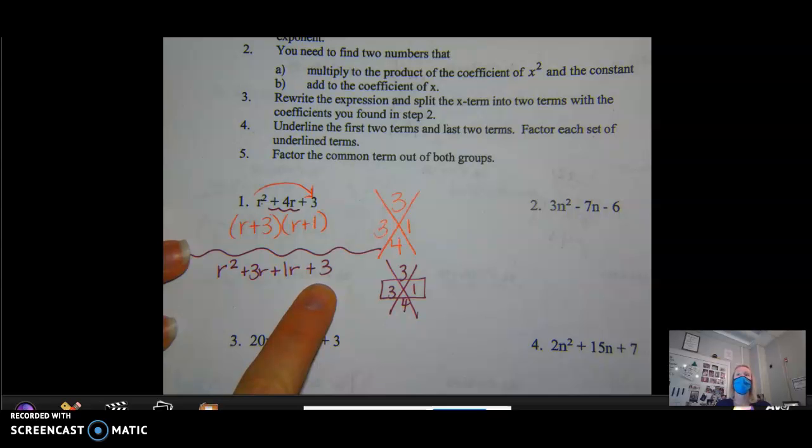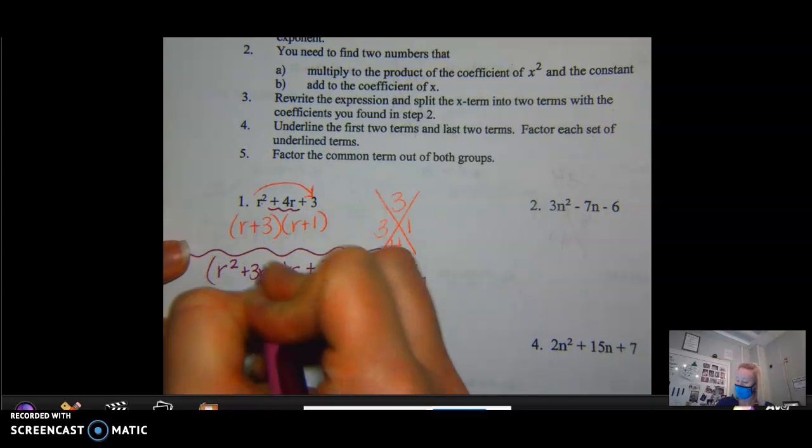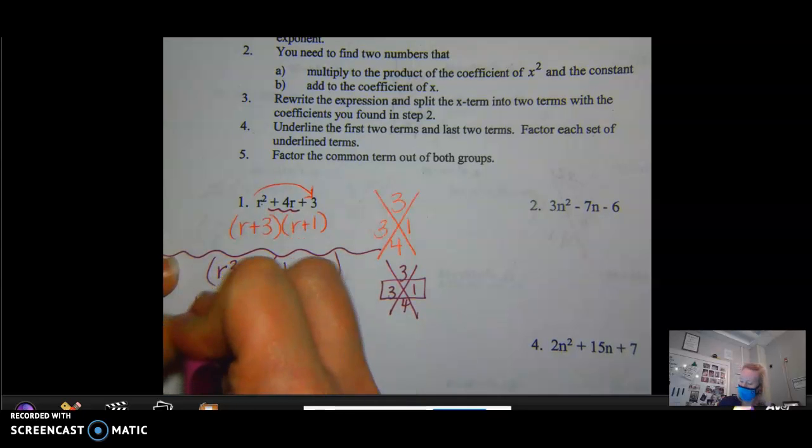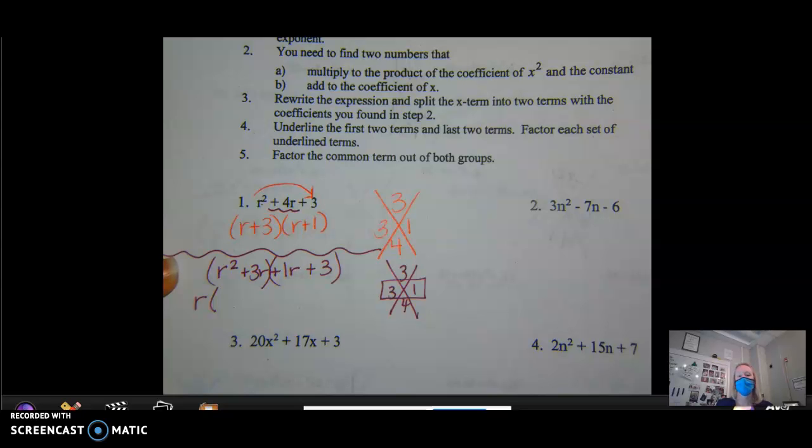4 terms. Remember back to the beginning of the unit, how many terms did we have when we were factoring by grouping? 4. Group, group, group, group. Now, does it look like the problems that we were doing at the beginning of this unit? Yes. What's my GCF of the first set? What's the GCF of this, guys? Not just 1. Close. 1r. So I'm going to take out an r. What am I left with?